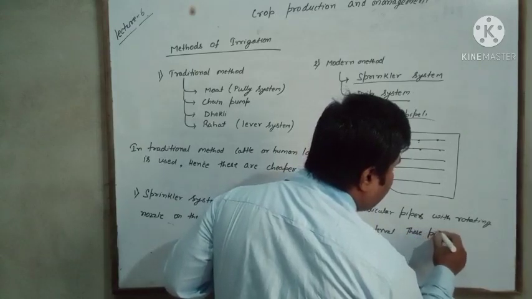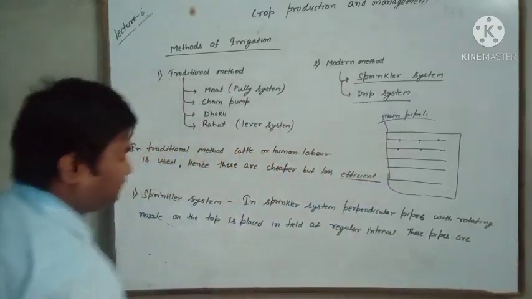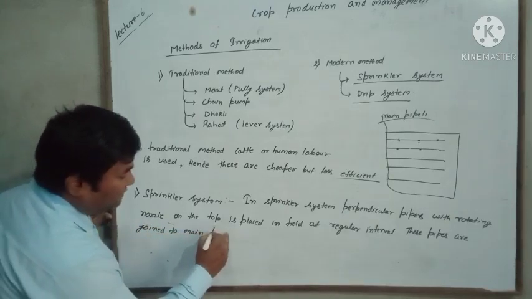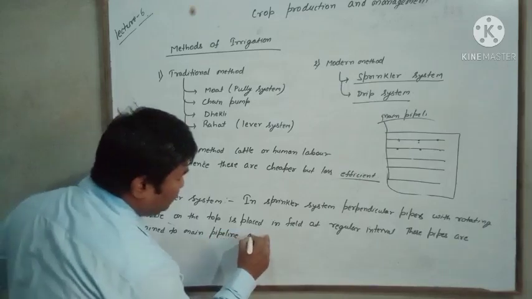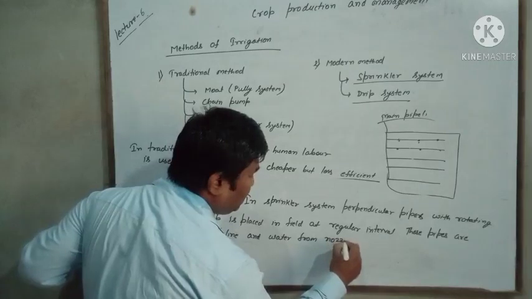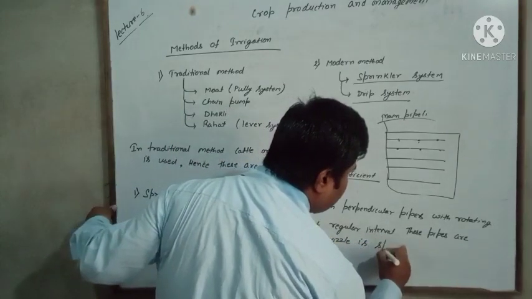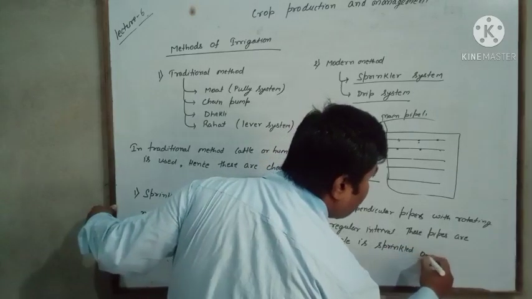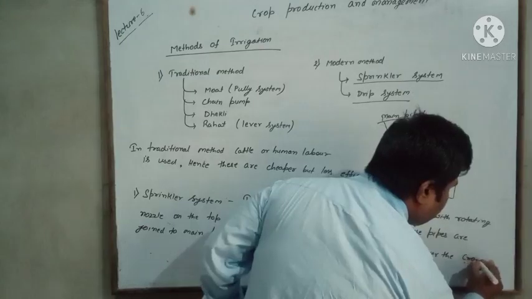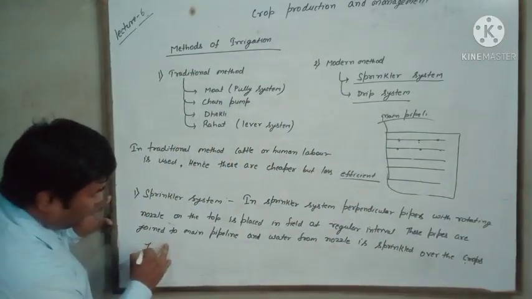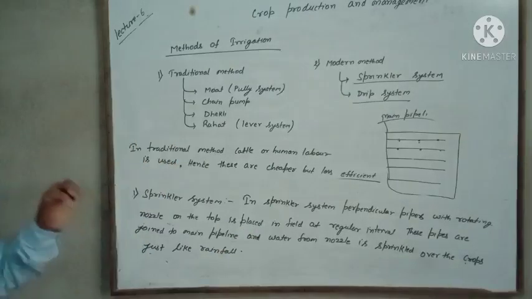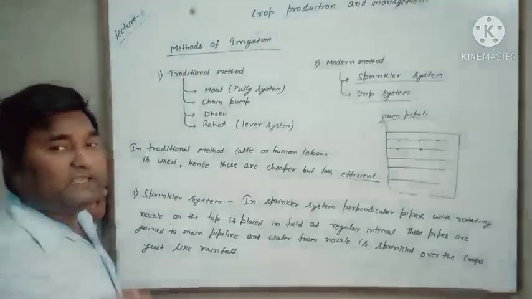These pipes are joined to the main pipeline and water from the nozzle is sprinkled over the crops just like rainfall. बारिश के जैसा, जिस प्रकार बारिश में पानी गिरता है उस प्रकार से just like rainfall.